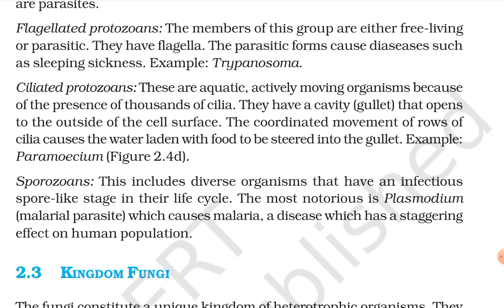Because of the presence of thousands of cilia, they have a cavity, the gullet, that opens to the outside of the cell surface. The coordinated movement of rows of cilia causes the water laden with food to be steered into the gullet. Example, Paramecium.